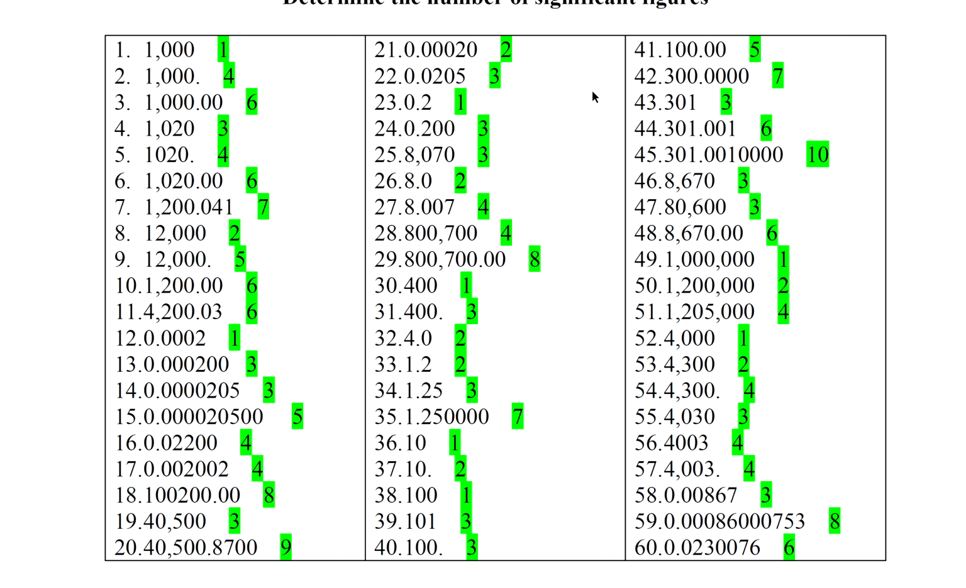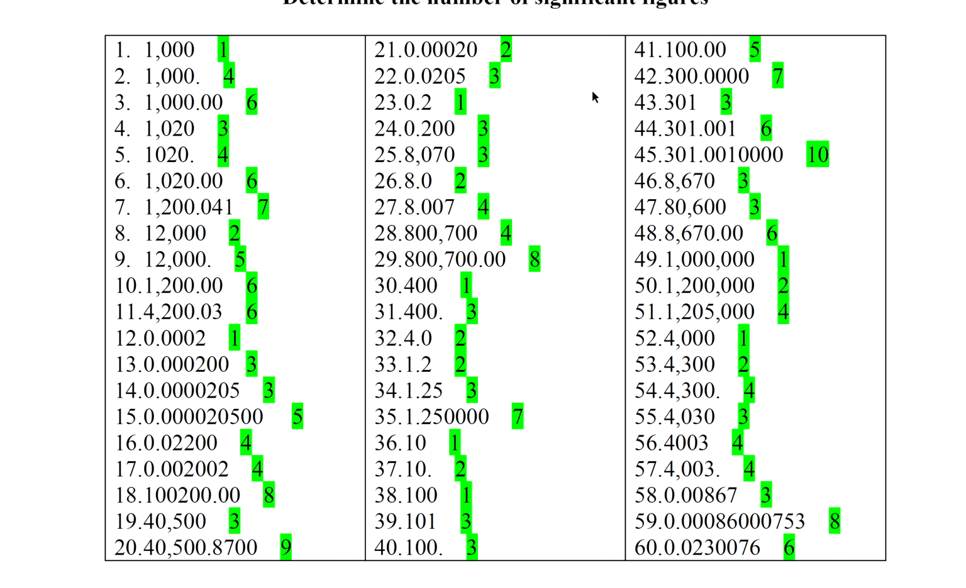For question number 23, it's very similar to question 12. Since the number is less than 1, all of the zeros before the decimal point are not significant. Only the 2 is significant. For question 24, we have 3 significant figures. The number is less than 1. So all the zeros before the decimal point are not significant.